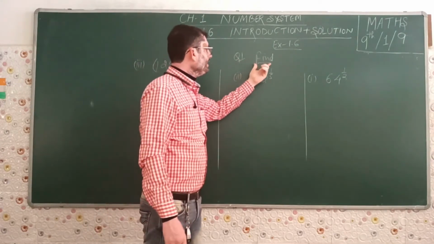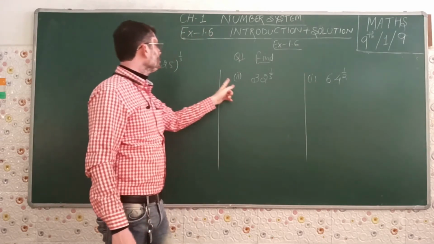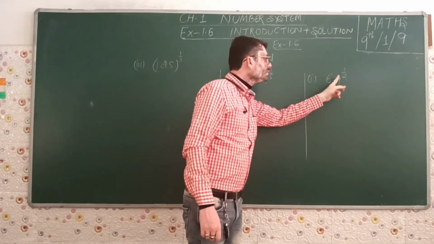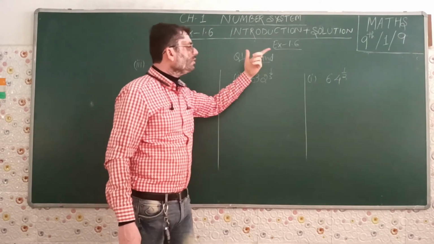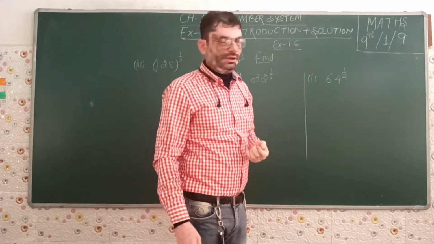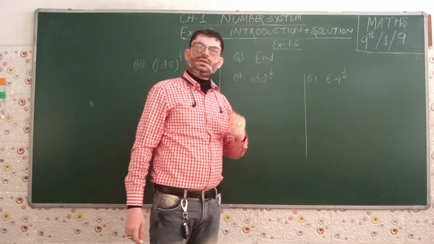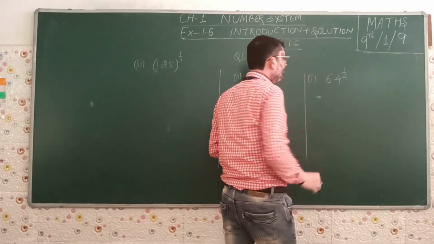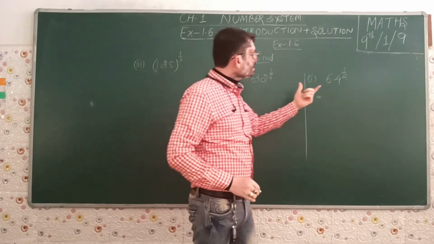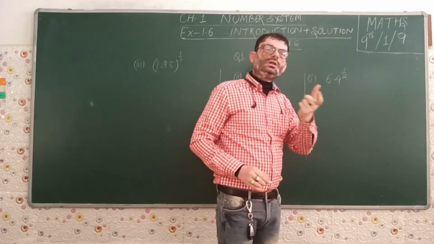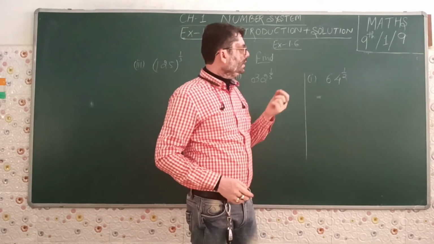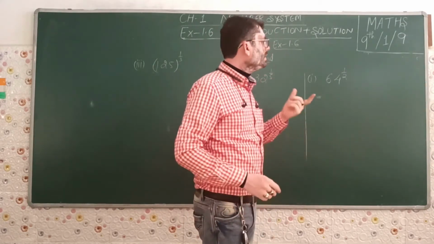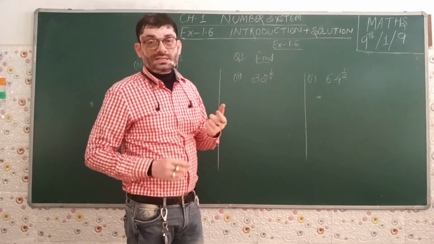Question number 1. Find. There are 3 parts: part 1, part 2 and part 3. The first one we have to find 64 to the power 1 by 2. This find also here means simplify. We need to simplify them as much as possible. 64 to the power half. We need to find the factors of 64, but try out with the smallest factor.